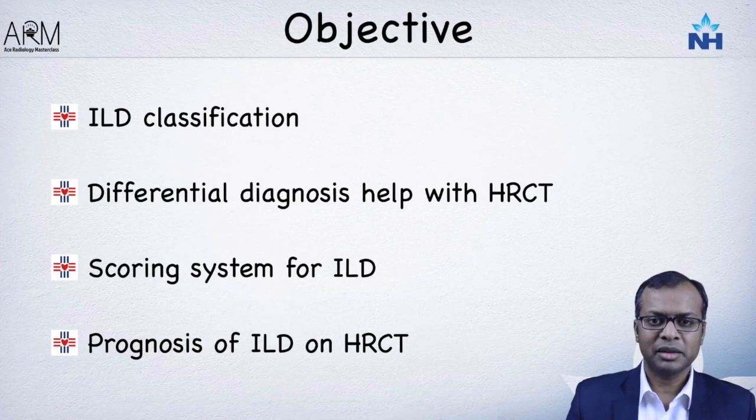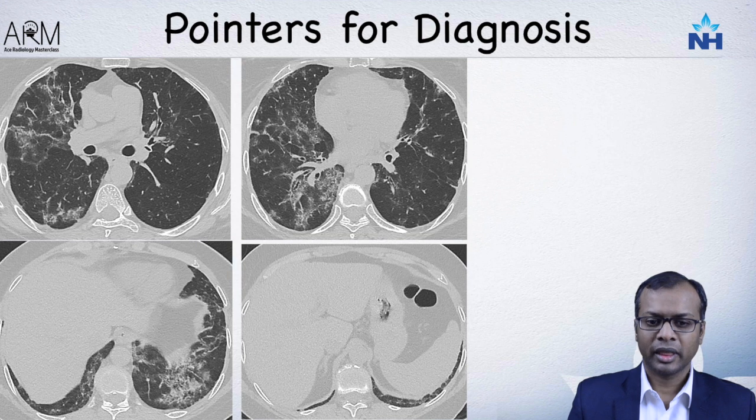Now let's look at some of the tips which will help you in determining what kind of ILD you're dealing with. If you look at this particular case, you're seeing a lot of ground glass opacities, and the extreme lung bases are spared. There is no honeycombing in this case.